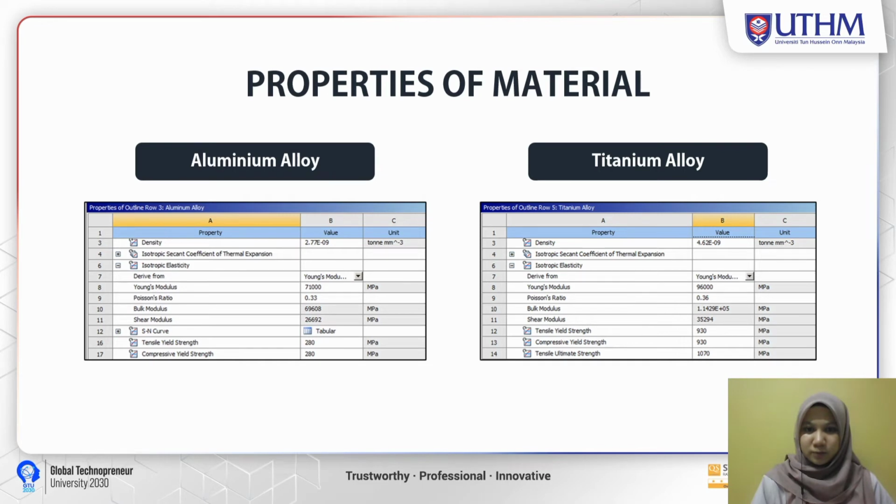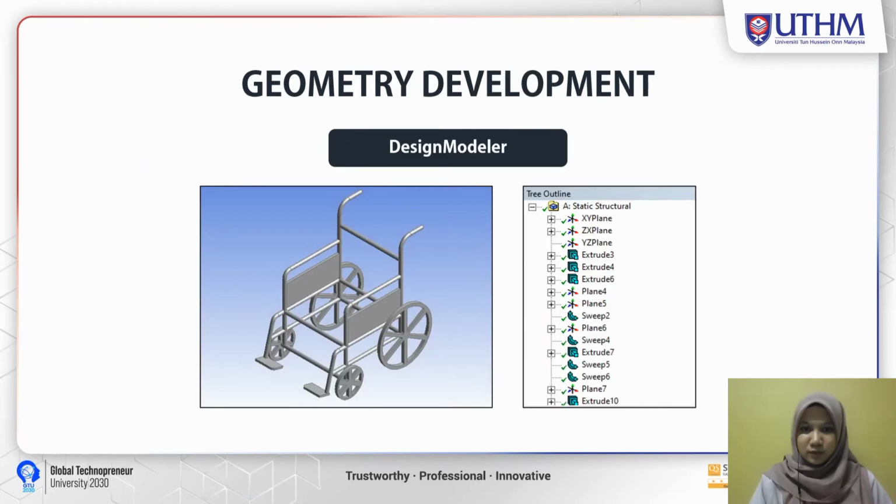I'll be presenting chapter 3, which is the method of assessment. So firstly, for the properties of material, since our objective is to find the most suitable material for the wheelchair frame, there are two materials under consideration, which are aluminium alloy and titanium alloy. For the properties, we took them directly from engineering data sources in ANSYS. Next, for the geometry development of the wheelchair frame, we developed the geometry in Design Modeler, where we mainly use the extrude feature and multiple axes. For the dimensions, we took a standard dimension of a manual wheelchair from the literature.